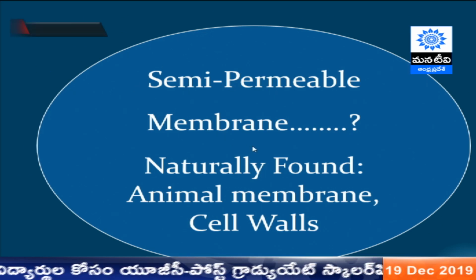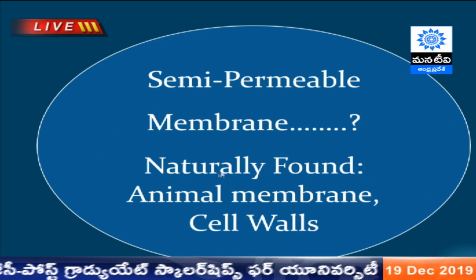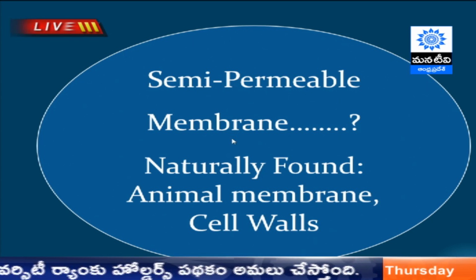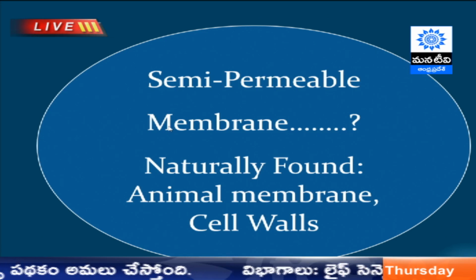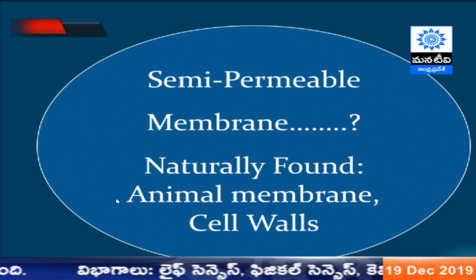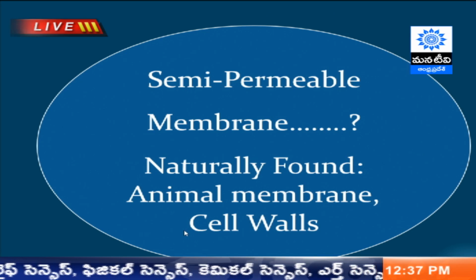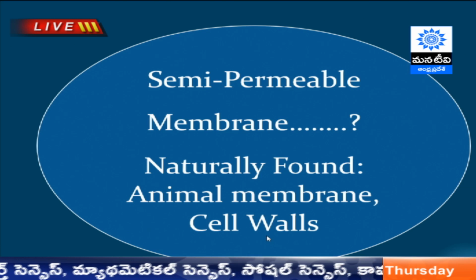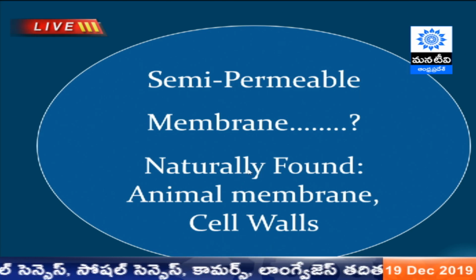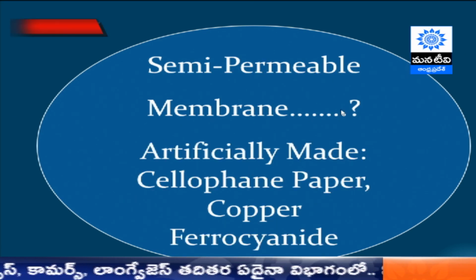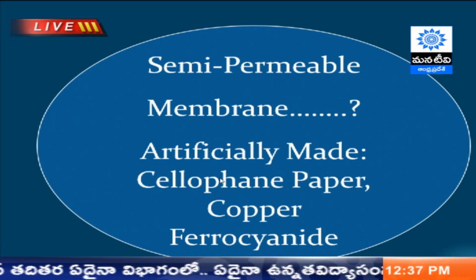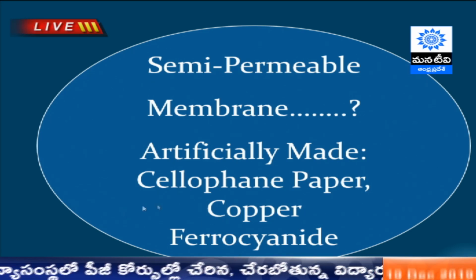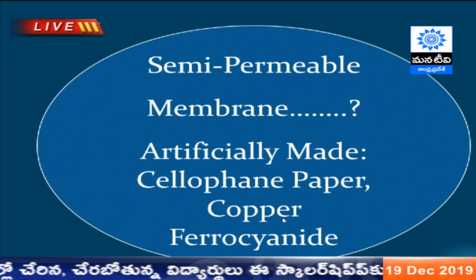Now, what is a semi-permeable membrane? It can be prepared artificially, but naturally some semi-permeable membranes are found. Animal membrane is an example for it, and also cell walls. Cell membrane is also another example of naturally found semi-permeable membranes. Some semi-permeable membranes can be made artificially, like cellophane paper and copper ferrocyanide.